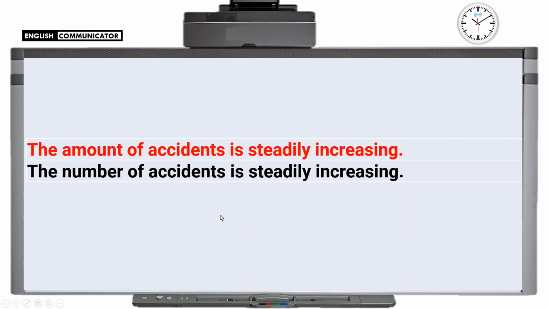The amount of accidents is steadily increasing. Amount of accidents? No way. The number of accidents is steadily increasing. So you understand that it's actually wrong. An amount of accidents is not one kilogram of accidents. It's a number: 3, 4, 5, 6 accidents. So it is a mistake and we should avoid it. Okay, so that is a number difference, not an amount difference.